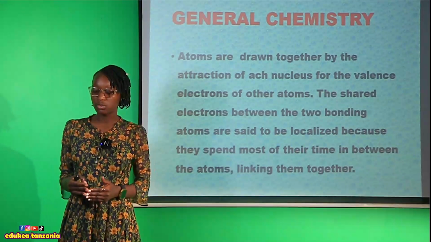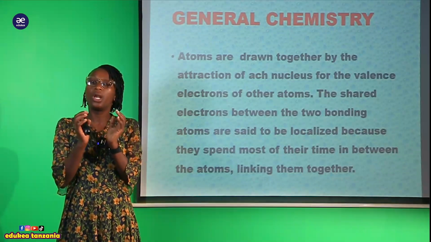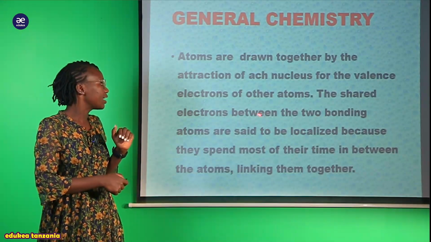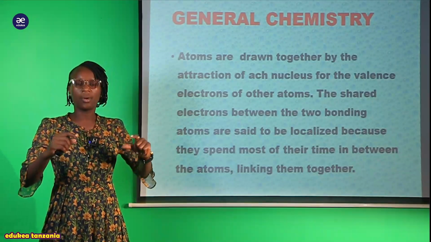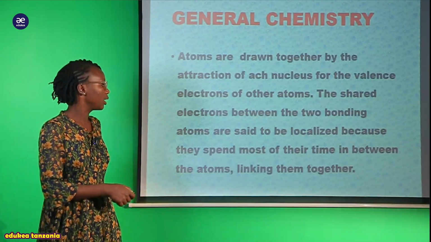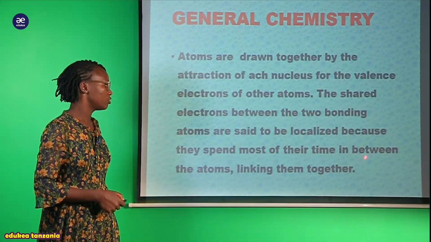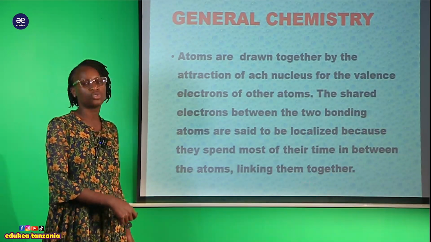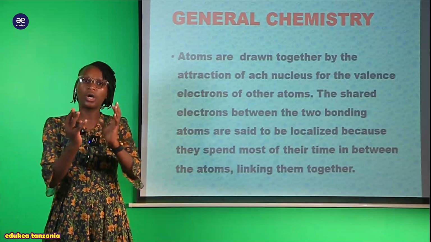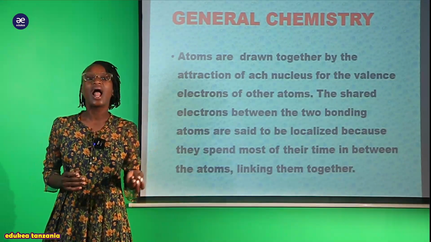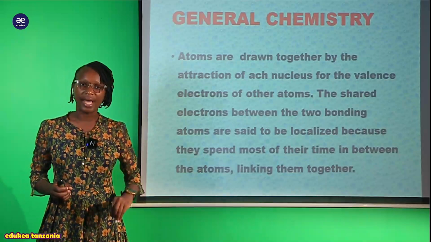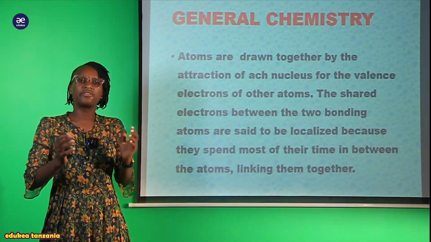Why localized? Tunaposema kitu kipo localized, maana yake kwamba kipo locked. So this shared electron between the two bonding atoms tunasema kwamba localized. Why? Because they spend most of their time in between the atoms, linking them together. Kwa hiyo zinakuwa kama zipo locked fulani. That's what tunasema they are localized. Why? Simply because they spend a lot of time holding together so they can form that bond.